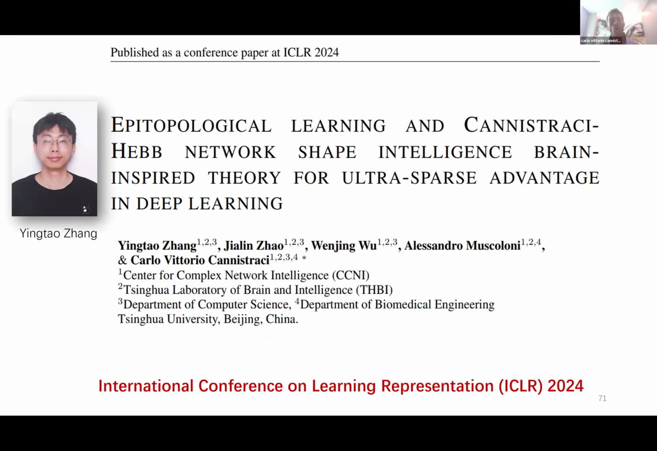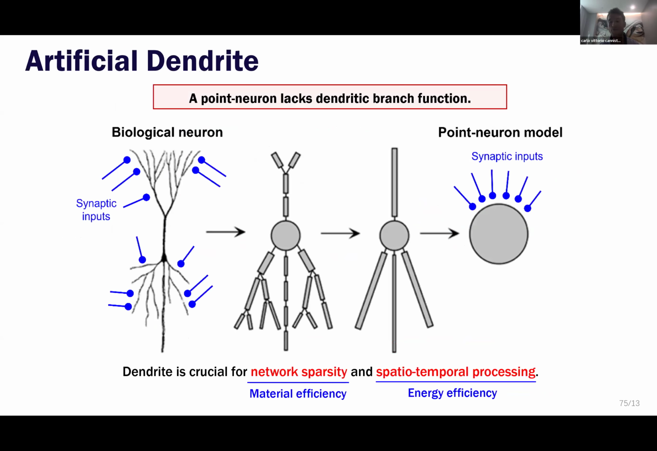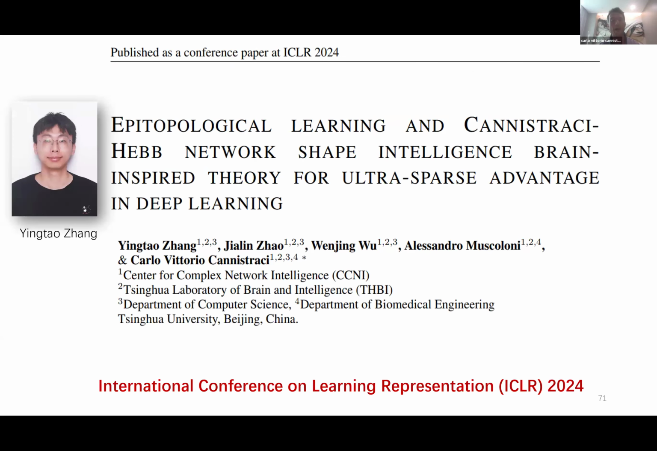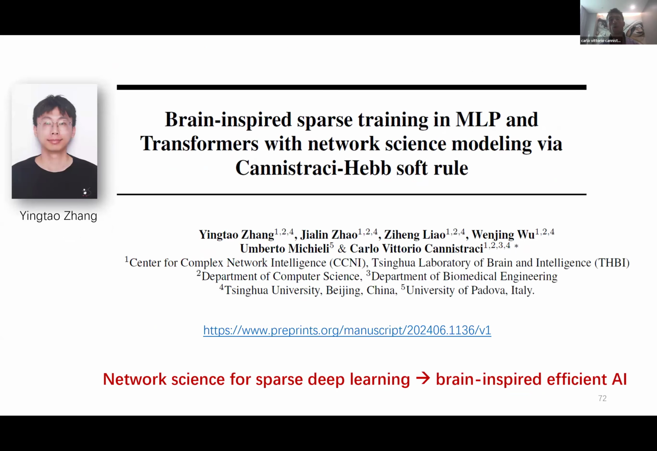And we now have new evidence in this article, where on transformers we perform even better than fully connected transformers, and also in large language models with 70% sparsity. This is the new article. We can perform much better than fully connected large language models.